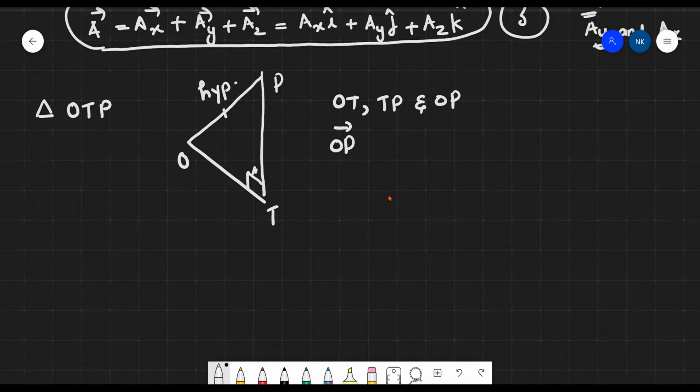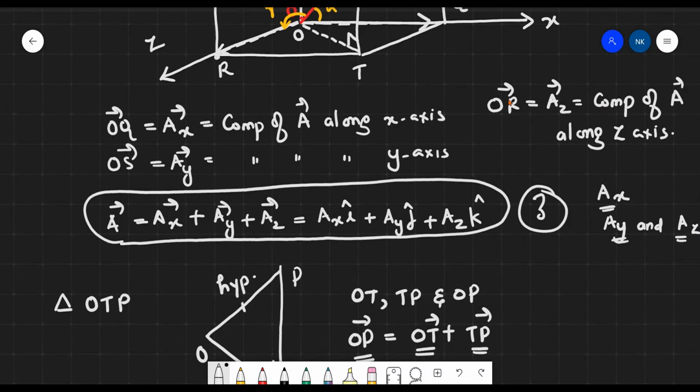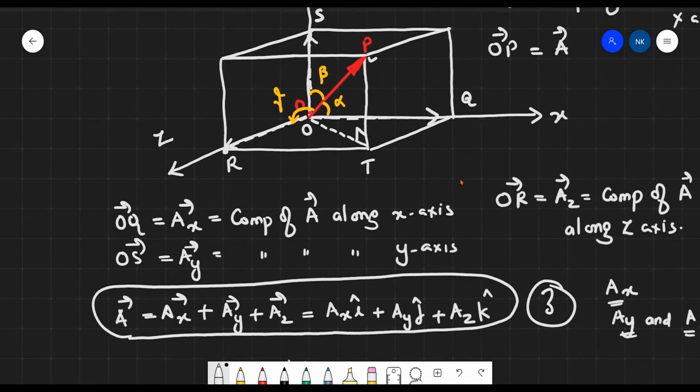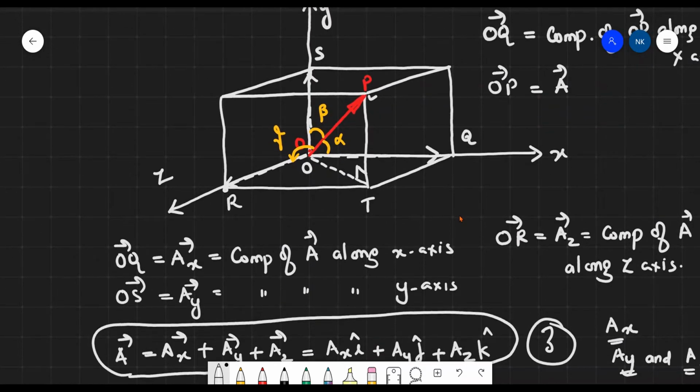So OP, so देखिए I can write OP vector equals OT vector plus TP vector लिख दिया. OP vector equals to OT vector plus TP vector लिख दिया. फाइन, क्लियर हो गया.